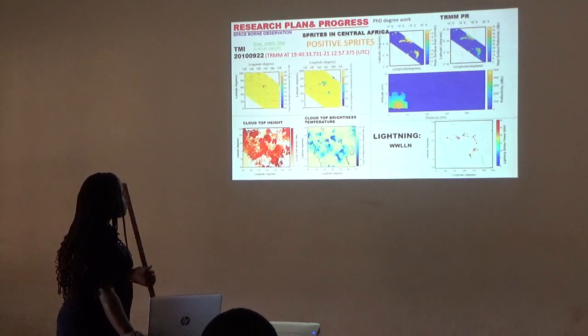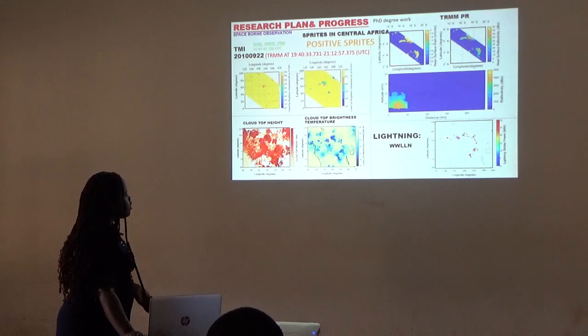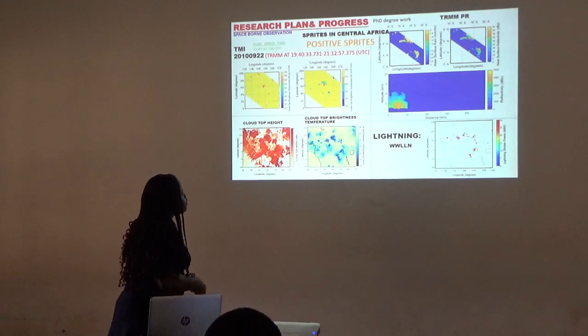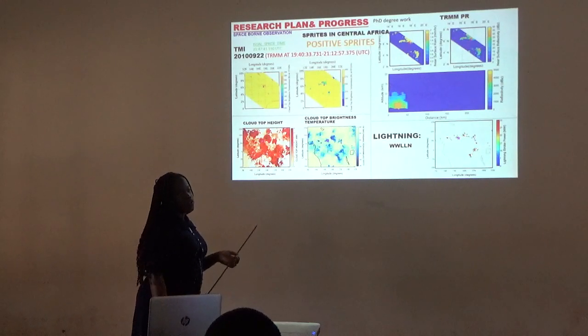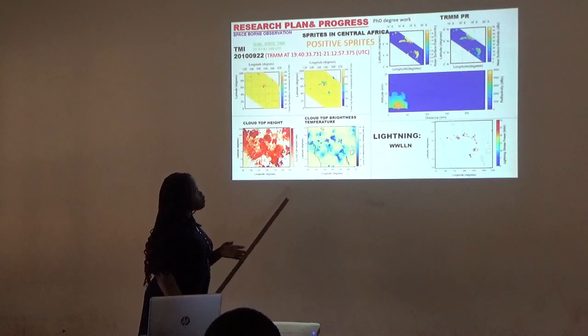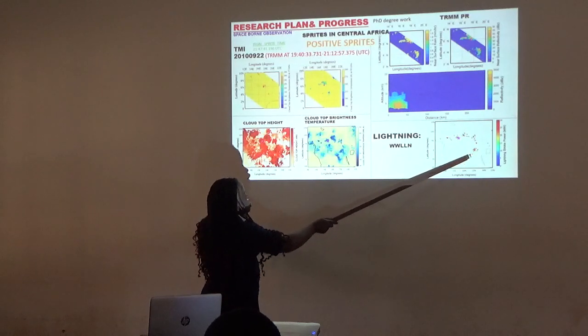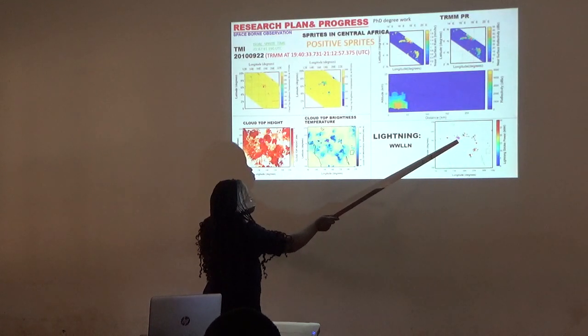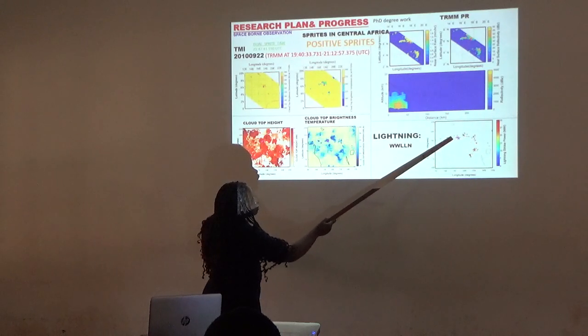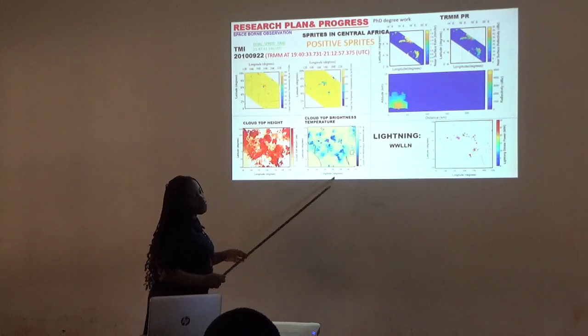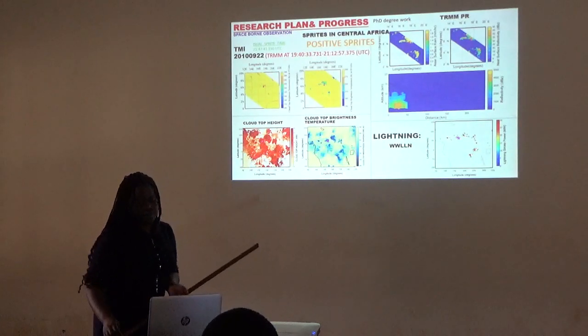So this is another case for positive sprite. And here we can see, because the volume is mainly used to observe cloud-to-ground lightning, so you can see that where the positive sprite occurred, there is so much lightning here. Because the volume mainly observes cloud-to-ground lightning.